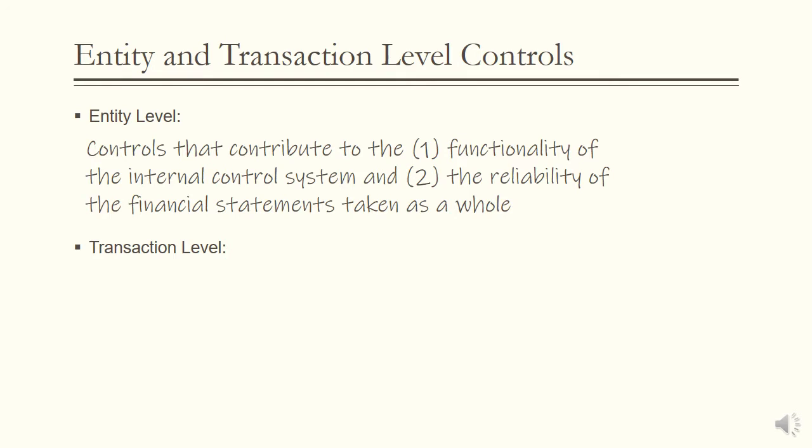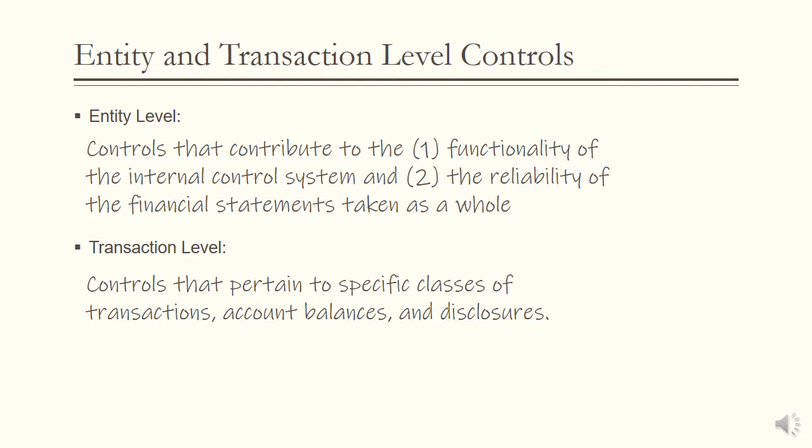Entity-level controls are controls that contribute to the functionality of the internal control system and the reliability of the financial statements taken as a whole. At the transaction level, these are controls that pertain to specific classes of transactions, account balances, and disclosures. By gaining an understanding of the entity-level controls and testing their validity, an auditor can potentially save themselves from extensive substantive testing if they can prove that those controls are reliable.